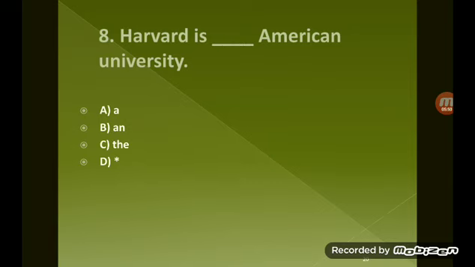Number 8. Harvard is dash American University. The options are A, B, an, C, the, and D, no word. And the correct answer is, Harvard is an American university.